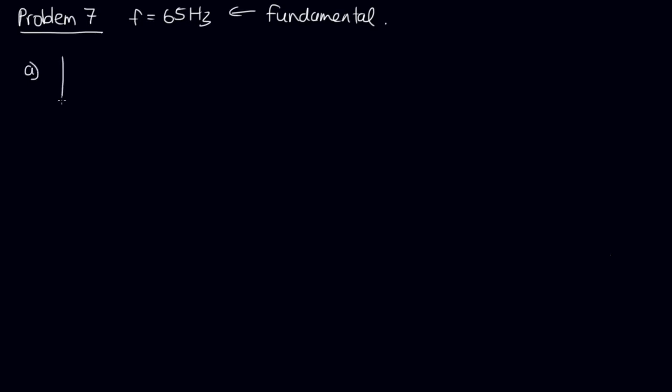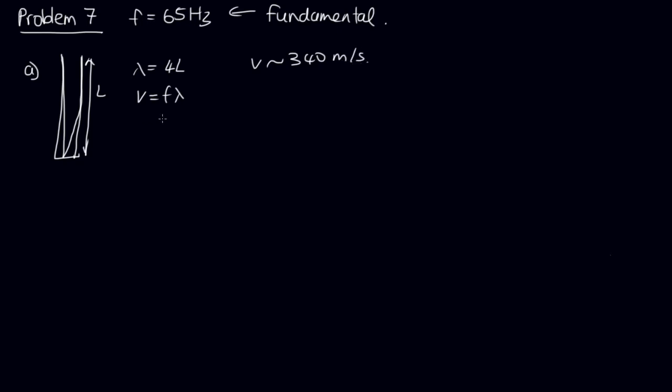And so for part A, we're playing the fundamental. So this is our wave inside the pipe. It's got some length L here, and that's 1/4 of a wavelength. So the wavelength is equal to 4L. And what we're trying to do is find L. And we also know that v is equal to f lambda. And because it's sound, v is around about 340 meters per second.